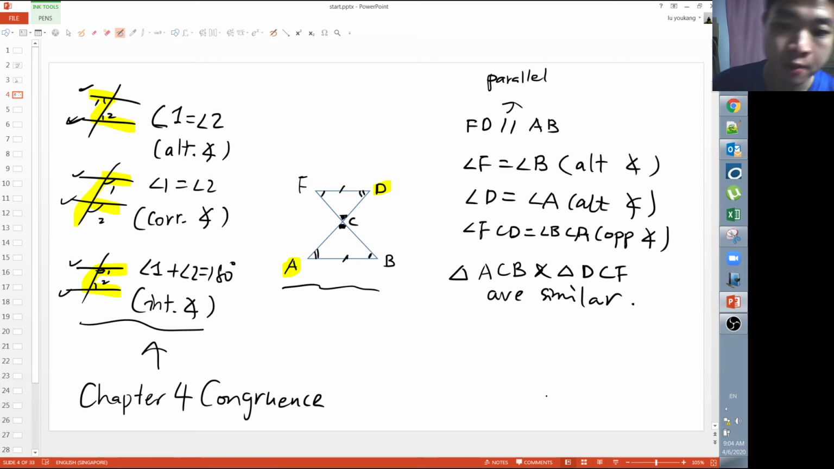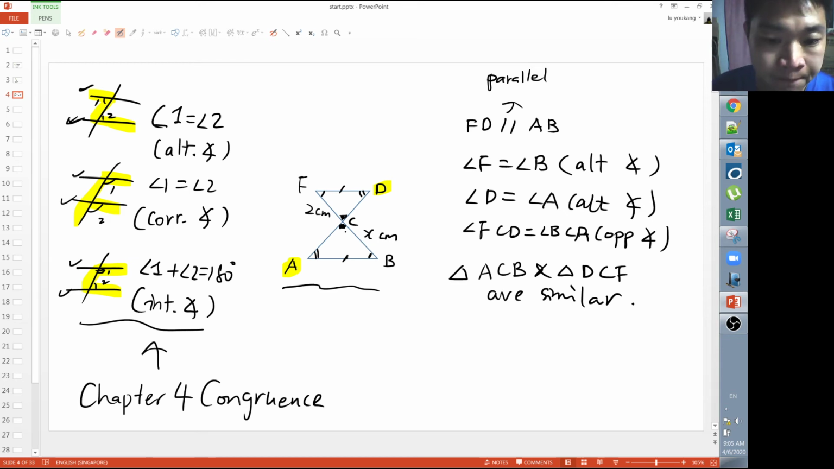Okay, so with these two triangles, they are similar. So let's continue with this example. If you are given that FC is equal to 2 cm, then BC is equal to x cm, which is not known, which you need to find.